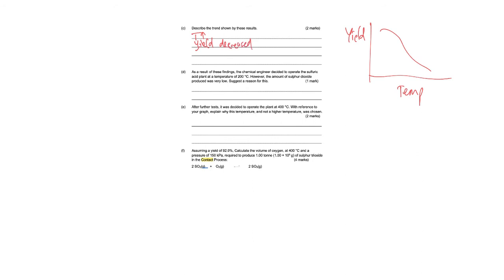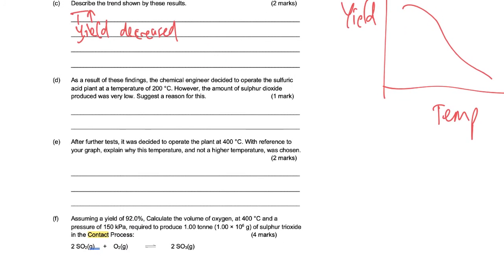Okay. As a result of his findings, the chemical engineer decides to operate the sulfuric acid plant at 200 degrees Celsius. However, the amount of sulfur trioxide produced was very low. Suggest a reason for this. Well, we've decided that at 200 degrees Celsius you get a good yield, so why might there be another reason why you don't produce a lot? Because it's not a high enough rate. So, not a high enough temperature to get a good rate.